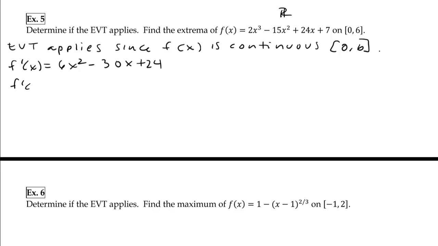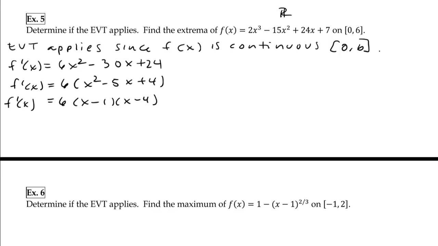Let's go ahead and factor this. If we take a 6 out, we get x squared minus 5x plus 4. If we keep factoring it, we're going to get x minus 1, x minus 4. What do we do with the derivative, guys, to find critical numbers? We set it equal to 0, and we find where the derivative doesn't exist.